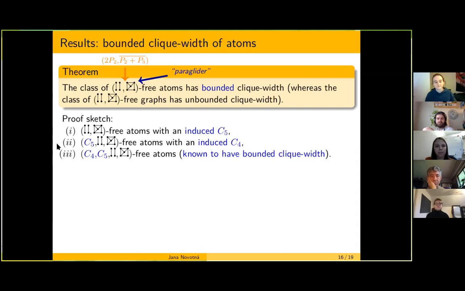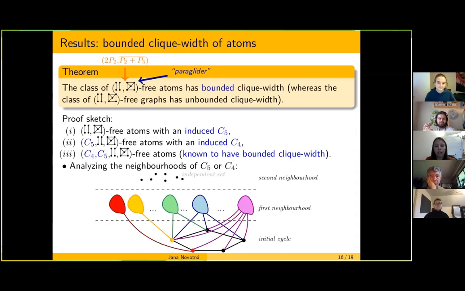And in both cases, we fix one of the induced cycles. We know that they are surely present in our graph. So here you can see a picture. And we start to analyze the neighborhoods of this cycle. Again, we would like to find a structure of such graph classes and see what we can do with it.